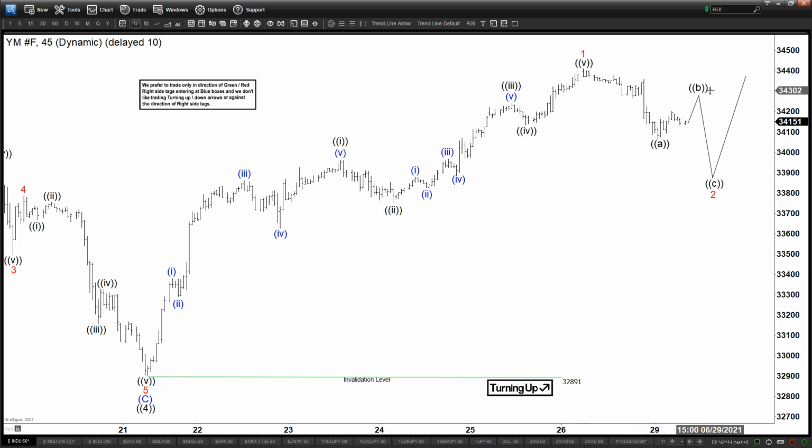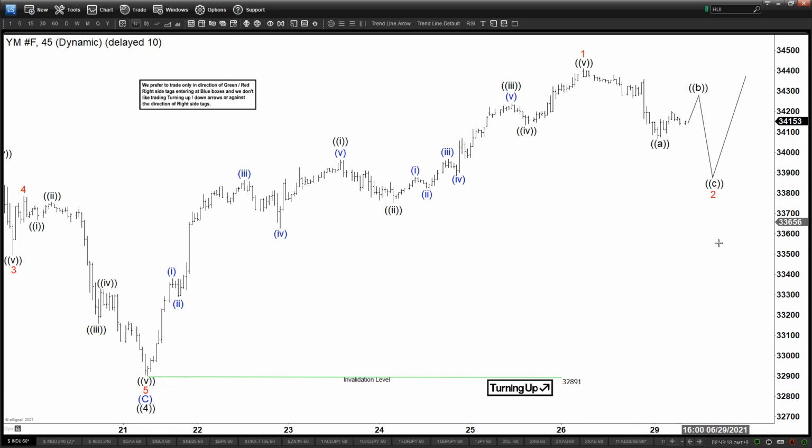Now looking for a zigzag pullback in which we ended the first leg A, and then we should be looking for B and C to finish this wave 2 here before the index continues higher again. You can see the count looks like we can count it as 5 waves here, and so this is going to be the bullish pivot on June 21st. As long as we stay above 32,891, we could see more upside.